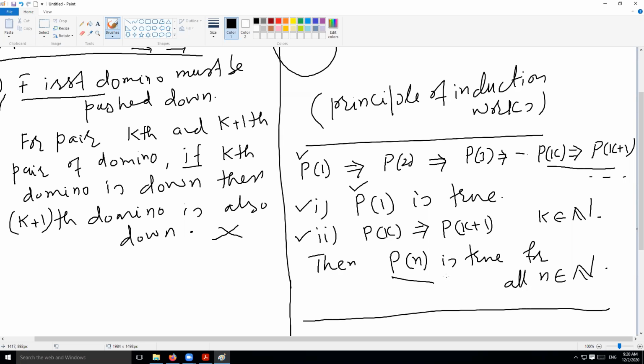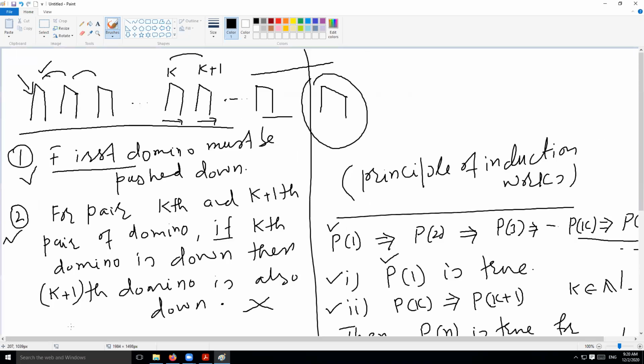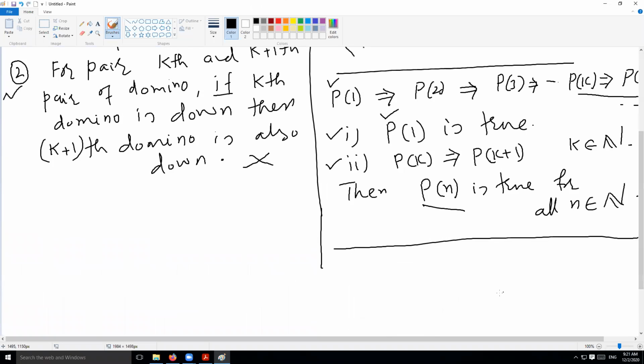So this principle is called the principle of induction, and this is really like these dominoes actually. If I want to say that all of the dominoes are down, then what can I prove? I must show that the first domino is pushed and it's down, and then every domino is pushing down its next domino. So if I can prove these two facts, then it is enough to show that all of the dominoes are down. So using this analogy, I have written the principle of induction.